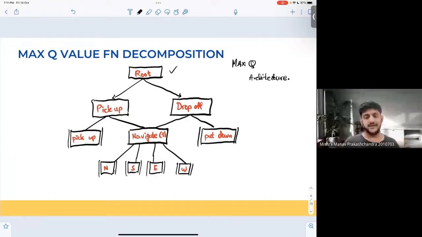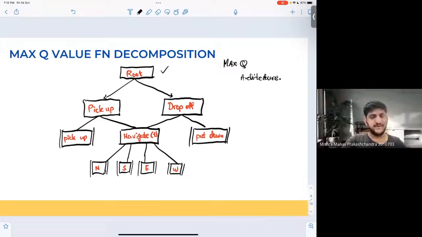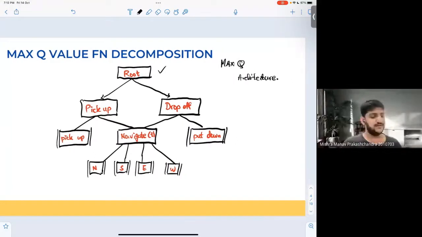Similarly, in the drop-off sub-MDP, you have a primitive action which is put down, so that if the passenger has reached the desired destination, then they get down. You carry on similar to the pickup function. Navigate is broken down into the four primitive actions: go north, south, east or west. So this is the architecture of the MaxQ framework.